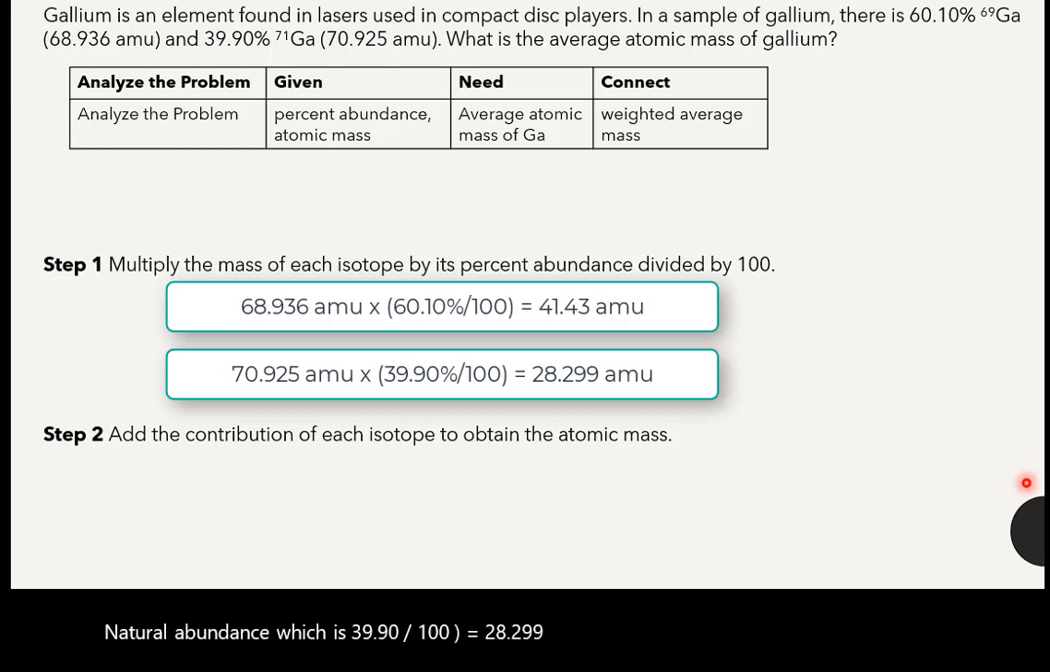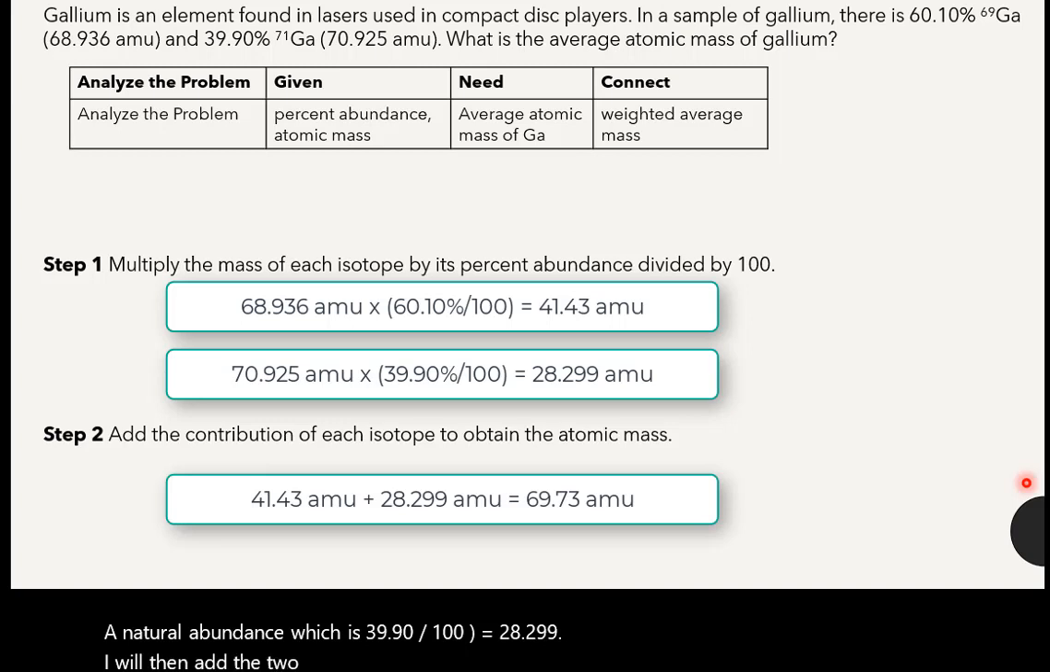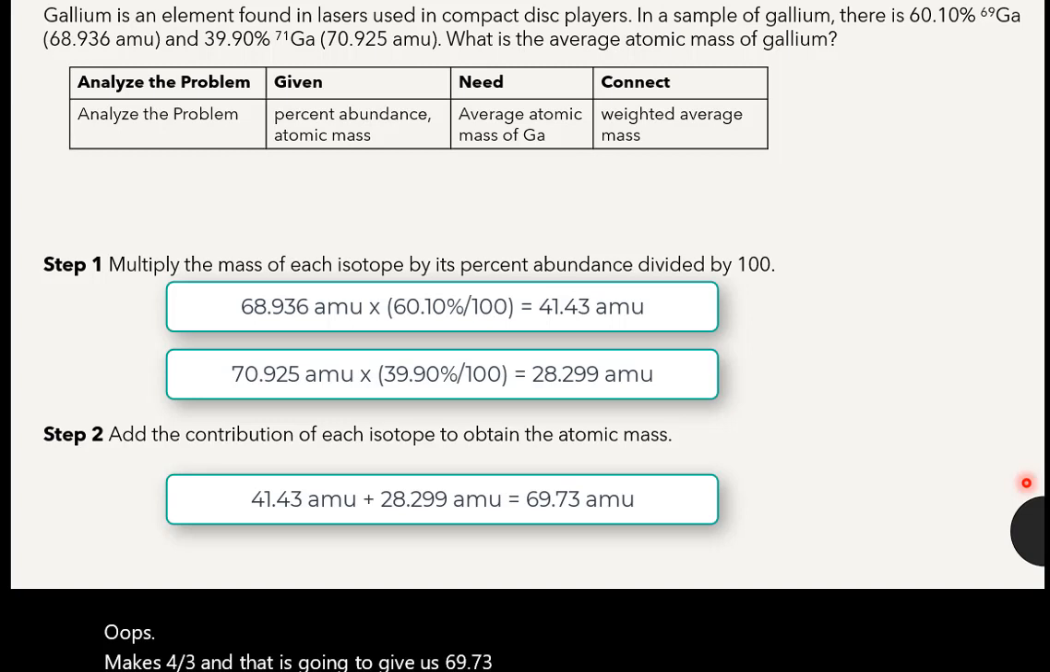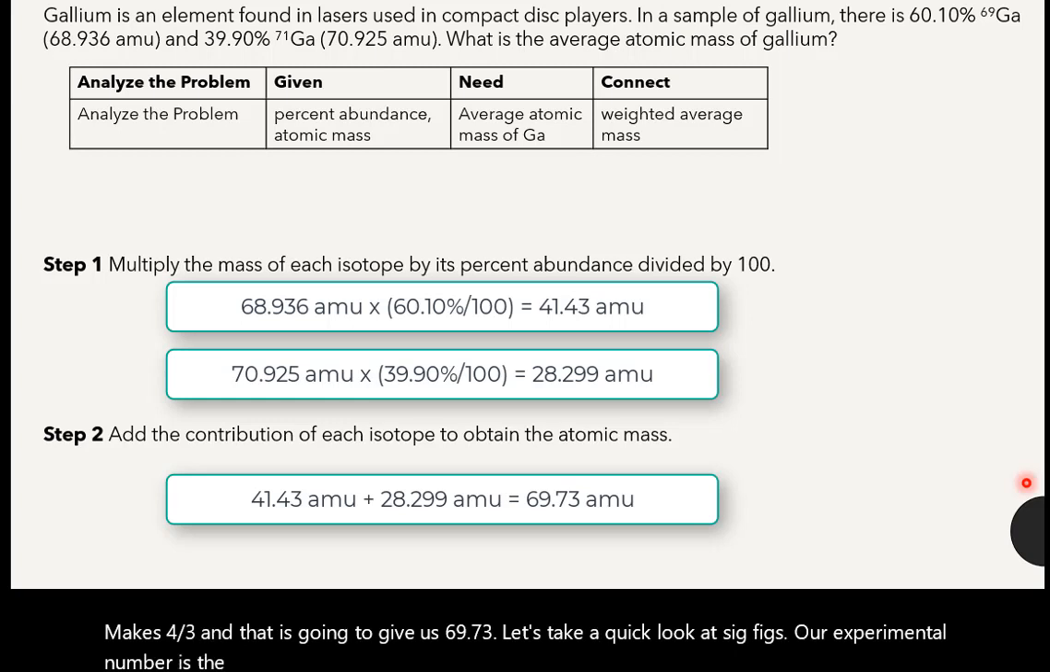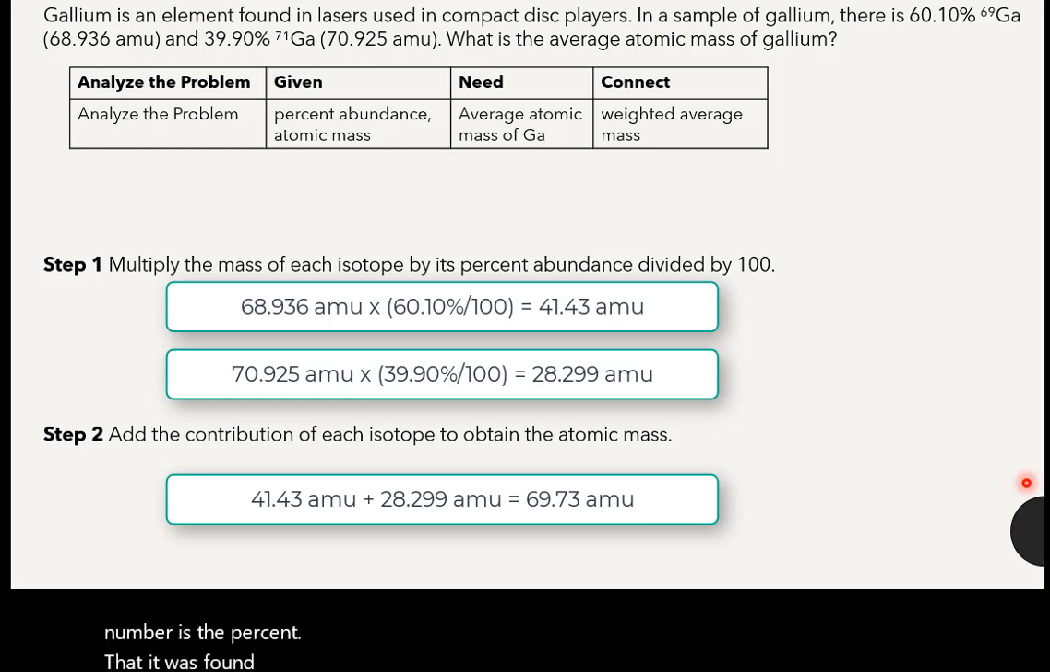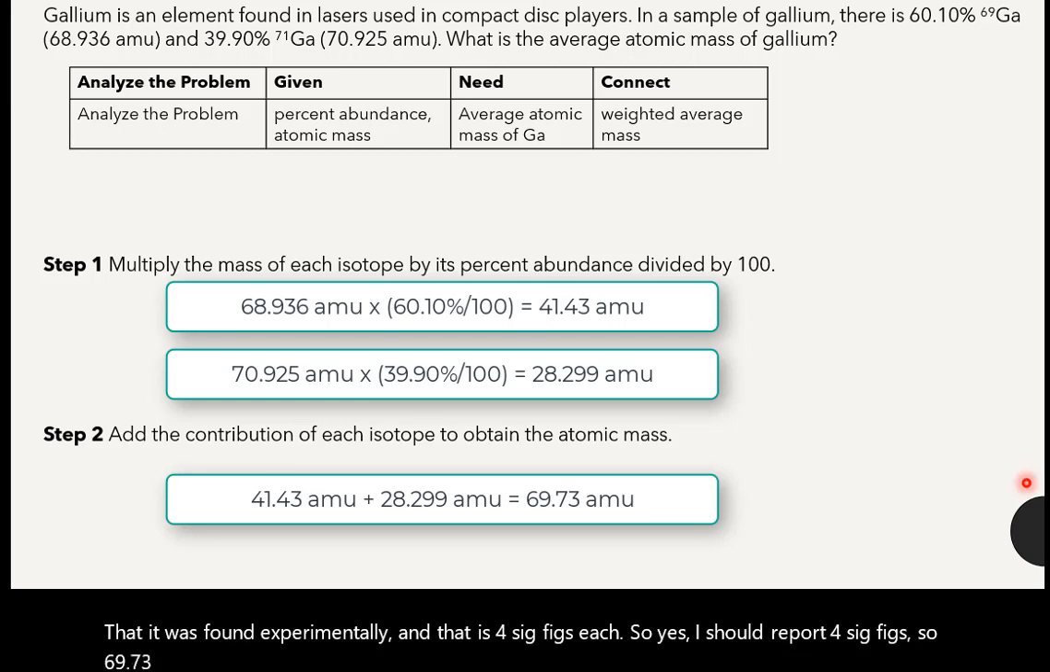28.299. I will then add the two numbers together, so 28.299 plus 41.43, and that is going to give us 69.73. Let's take a quick look at sig figs. Our experimental number is the percent that it was found experimentally, and that is 4 sig figs each. So yes, I should report 4 sig figs. So 69.73 AMU is our average atomic mass.